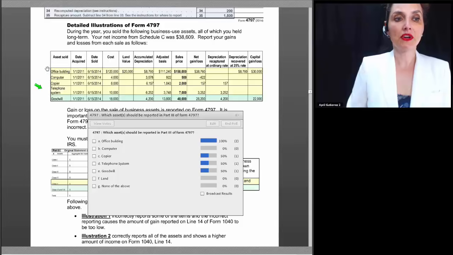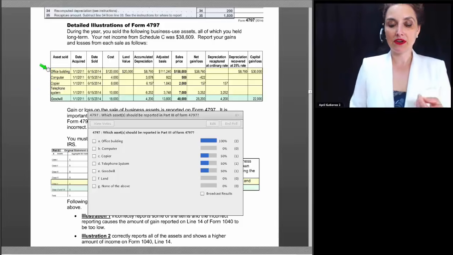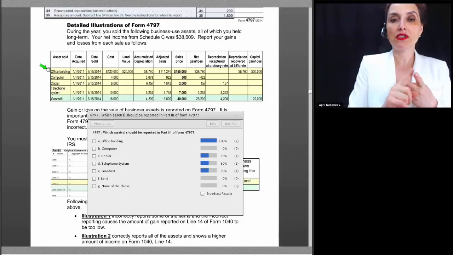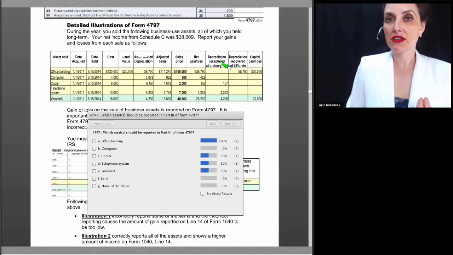Well, let's start with the office building. Remember the rules for Part 3 of Form 4797 are, it goes in Part 3 if it's sold for a profit and there is a recovery or a recapture of depreciation that is a part of that profit. So did we sell the office building for a profit? The answer is we had a cost of $120 and a sales price of $150. It was definitely sold for profit. Did we claim depreciation in the past? Yes, we did. That tells me that the office building belongs in Part 3.